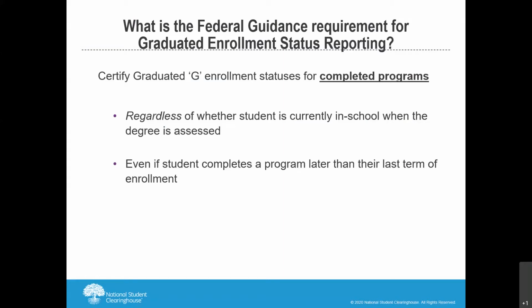In general, the expectation from the department is to certify a graduated status when a student completes their program. This is regardless of whether or not that student continued on at your school, and even if the student completes a program later than their last term of enrollment. There are a lot of outlier situations that can happen where a student's last date of attendance is May 5th, 2020, but they didn't tie up a loose end and didn't have to re-enroll, but maybe you're awarding a degree sometime after their last date of attendance. Those things can happen. So there may be situations where you would be reporting a status change of graduated to Clearinghouse well after the student's last date of attendance.